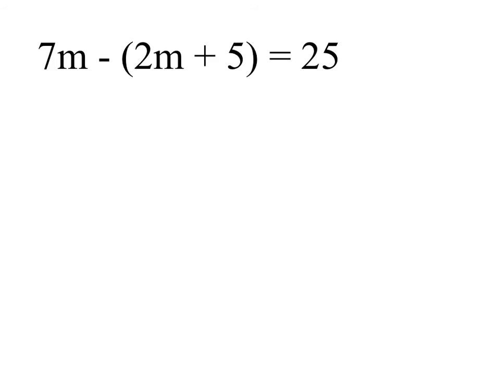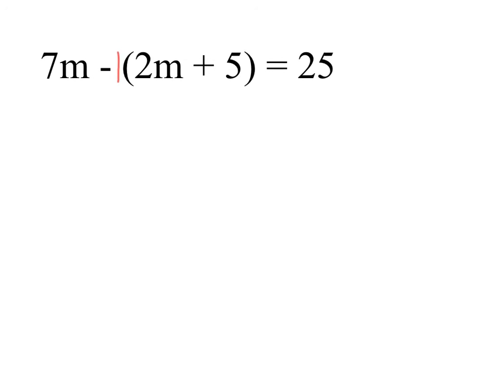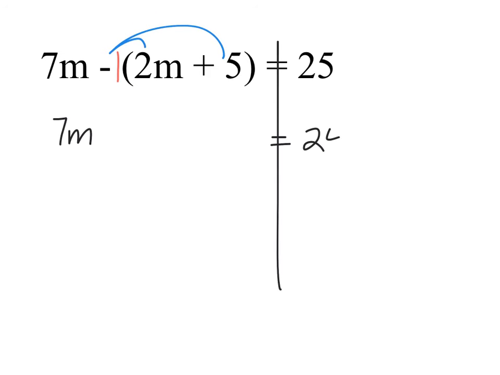Before you start this problem, notice that it's got a -1 being distributed. So that's what we're distributing first, is a -1 to these two terms. Let's go ahead and bring down the 7m and the 25 so we don't confuse ourselves. If I distribute that, I get -2m minus 5.